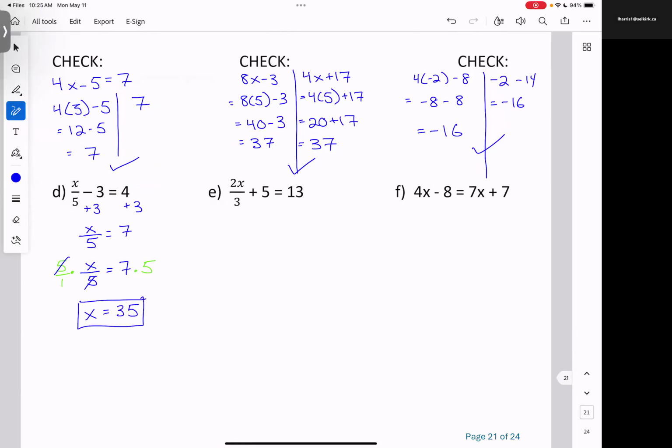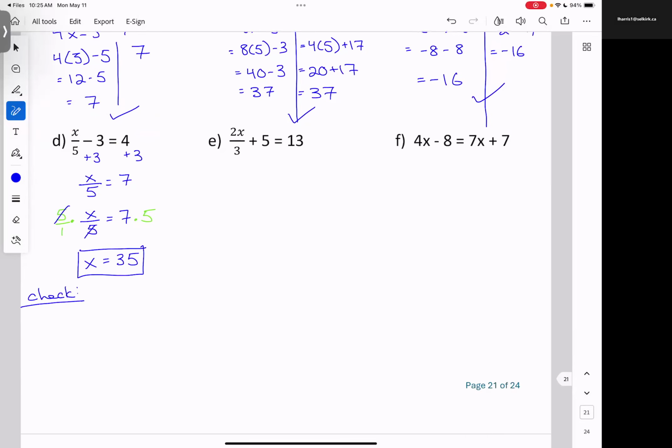And don't forget to check your work. And so we are saying on the left, we have 35 over 5 minus 3. And on the right, we have 4. So we get 7 minus 3, which is 4. And that checks out. All right, next one.